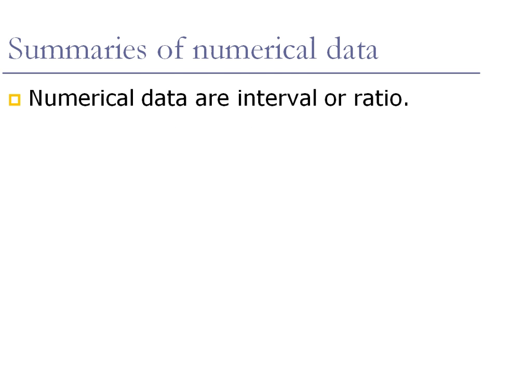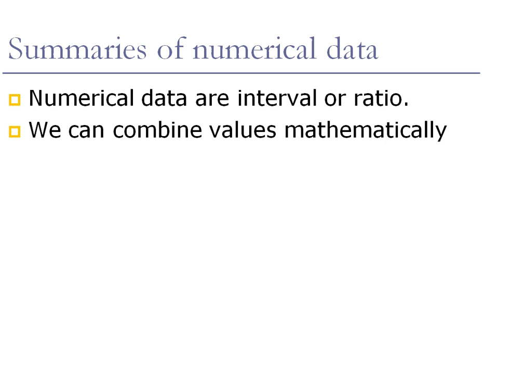Let me remind you first of all that numerical data are those that come from variables which are at the interval or ratio level. And they're called numerical because they are made up of real numbers, real observations, real measurements. And because of that, we can combine the values mathematically in an appropriate way. While if you're dealing with an ordinal variable, even where an ordinal variable has values which are numbers, as we've seen before, those numbers are not real numbers, they're more levels, and we cannot really combine them appropriately. But with numerical data, we can.